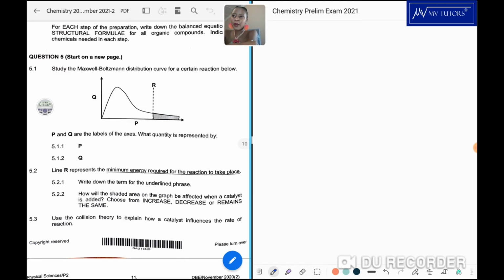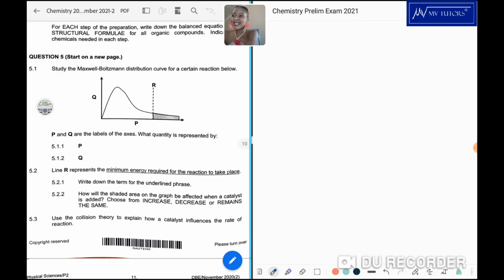So what does the Maxwell-Boltzmann distribution curve actually tell us? Well, it shows us the number of gas particles that are able to react, provided that they have enough activation energy. So in the larger region, where it's white, the particles there do not have enough energy to react. But past R, in the gray region, they have enough kinetic energy to react. And we know that at that point R, that's basically the activation energy required. Okay, if you have a catalyst, well, the activation energy reduces.